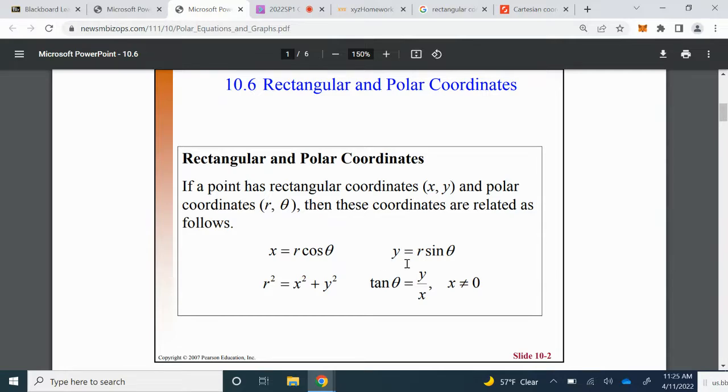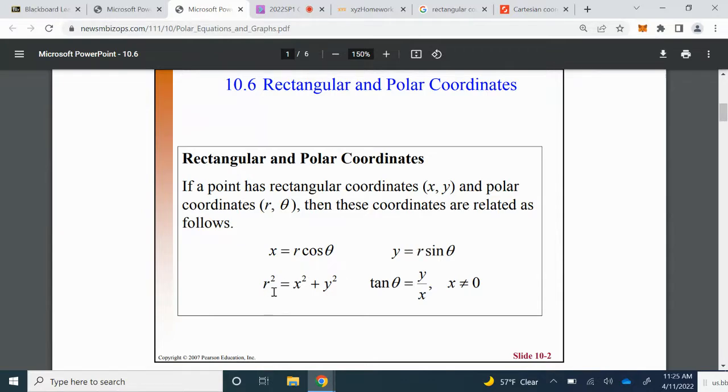Next, we have that y is equal to r times the sine of theta. So if we're given, for example, 1 comma 30 degrees, we can convert that to an x and y ordered pair point by use of these two formulas.